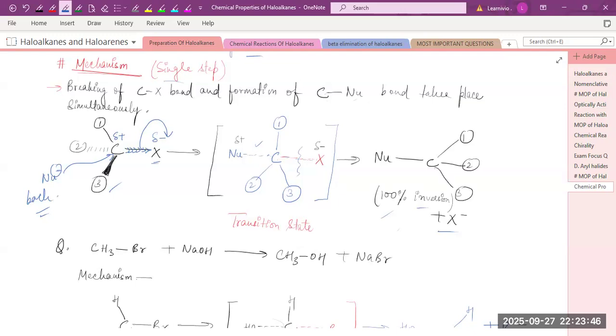And why has it been inverted? Because the nucleophile here attacks from the backside. So what is happening here? Backside attack of the nucleophile. Backside attack. That's how you will get the 100% inversion.